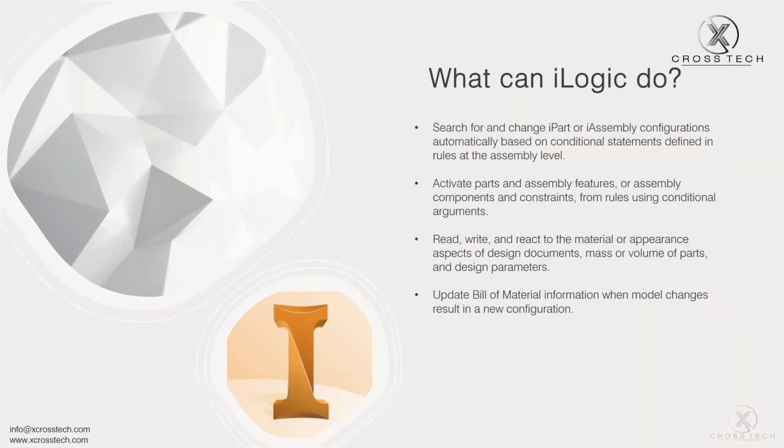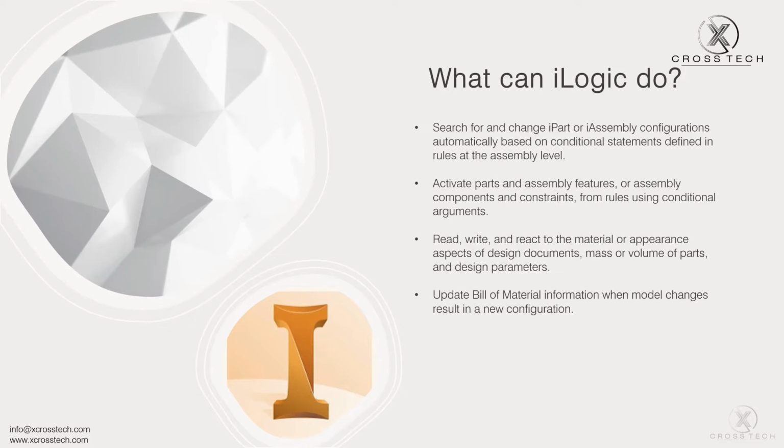So what can iLogic do? Okay, so you can search and change part and assembly configurations automatically based on conditional statements defined in the rules. You can activate or deactivate parts, assemblies, features, components, and constraints from these rules using conditional arguments. You can read, write, and react to material or appearance aspects of a design document. You can work with mass or volume of the parts and different design parameters, including updating the bill of material information when a model changes, which results in a new configuration.